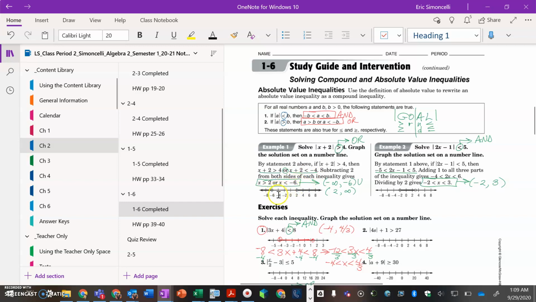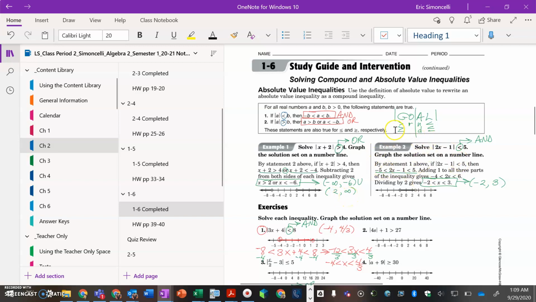Again, it's an OR statement. Notice your graph: open circle at negative 6 to the left, open circle at 2 to the right. And that right there is your final answer in interval notation: negative infinity to negative 6, in union with 2 to infinity.